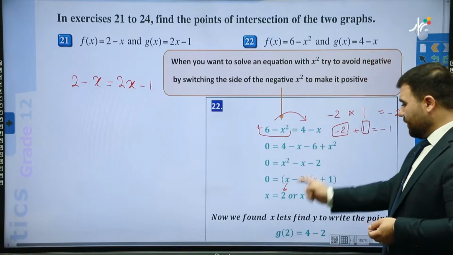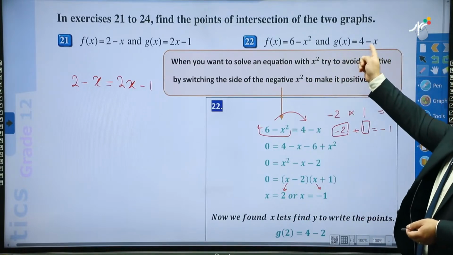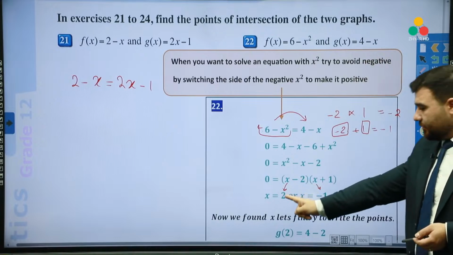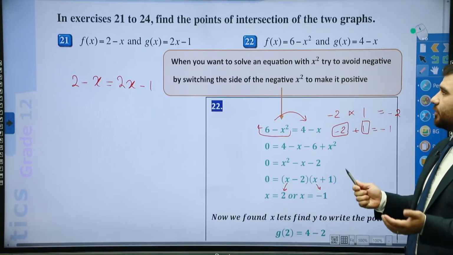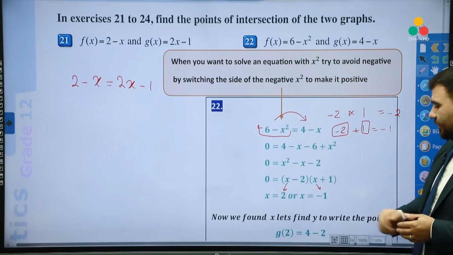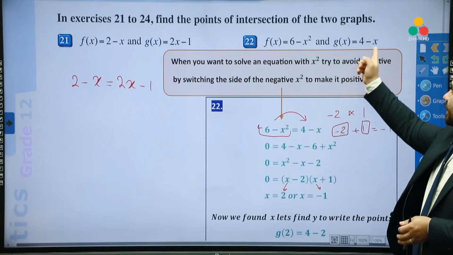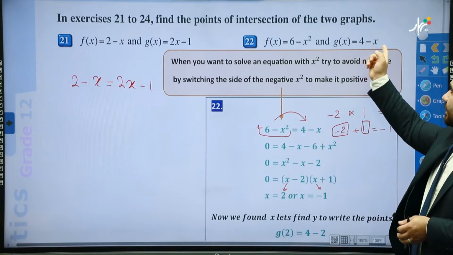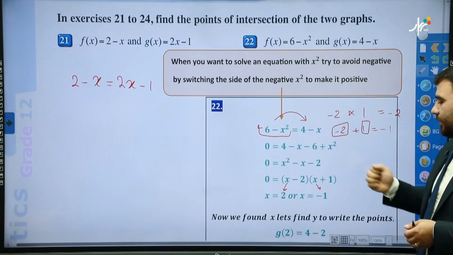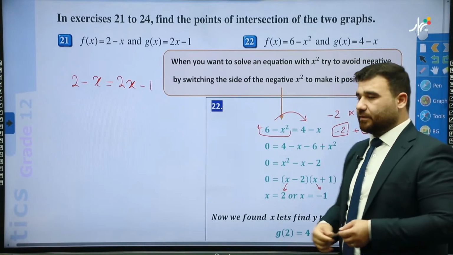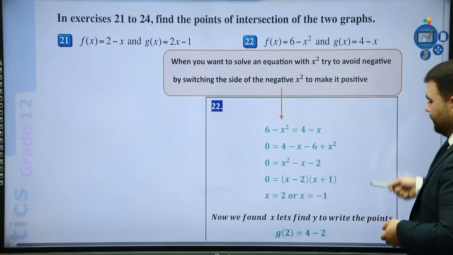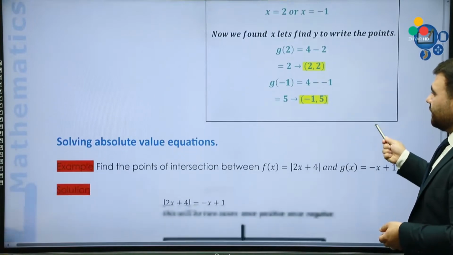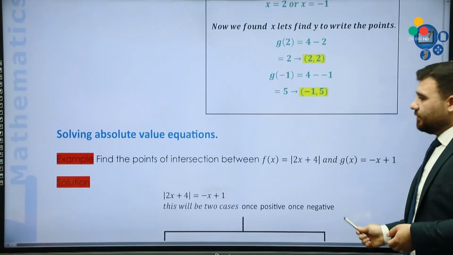Function g is easier. Put 2 here. 4 minus 2 is 2. So when x is 2, y is also 2. The point (2, 2) is one point of intersection between the two graphs. When x is -1, -1 goes there. 4 minus -1 is 5. So the point (-1, 5) is the other point of intersection between the two graphs f and g. We have them. (2, 2), (-1, 5).